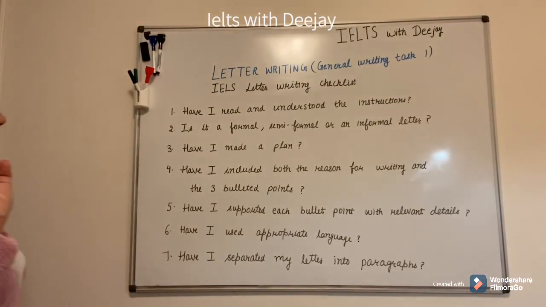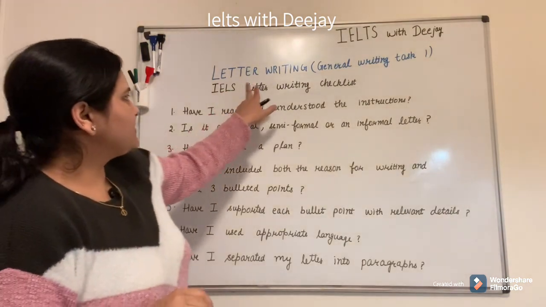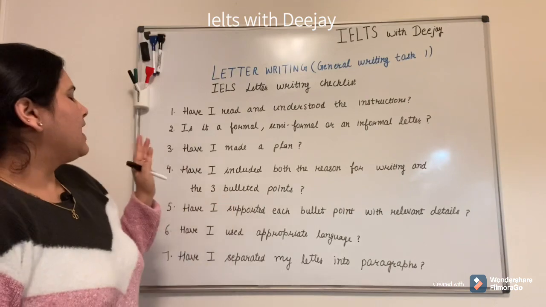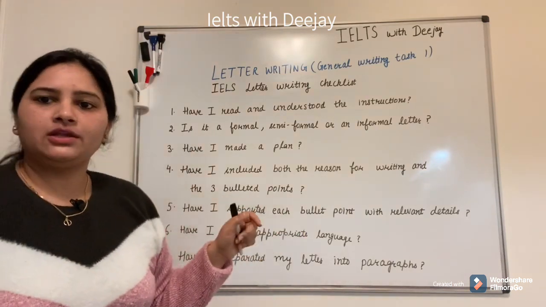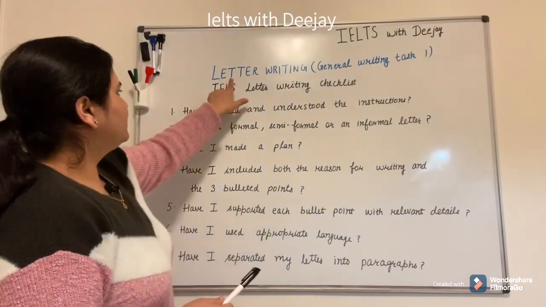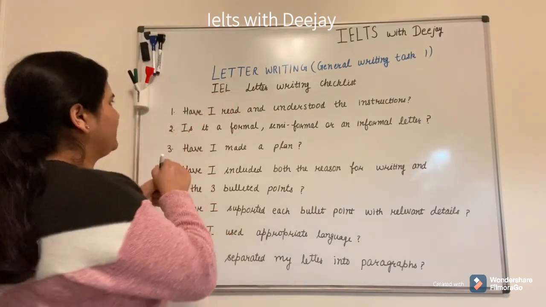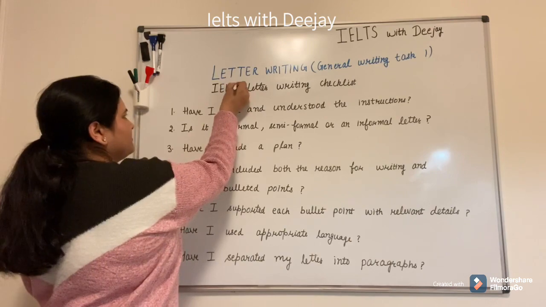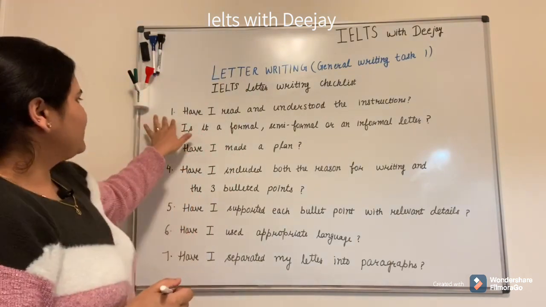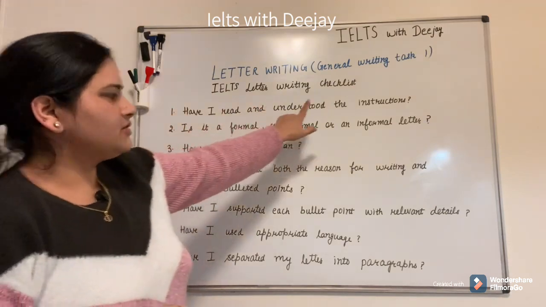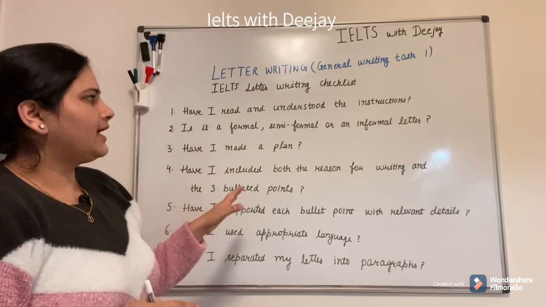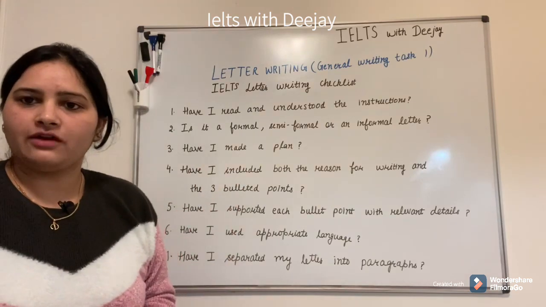Okay. So this is the most important thing, the IELTS letter writing checklist, that you need to understand after writing the letter. While you are doing practice, you need to check whether you have followed this checklist. The first thing is, have I read and understood the instructions? Have you read it correctly? Do you understand what instructions are there, what you have to do?